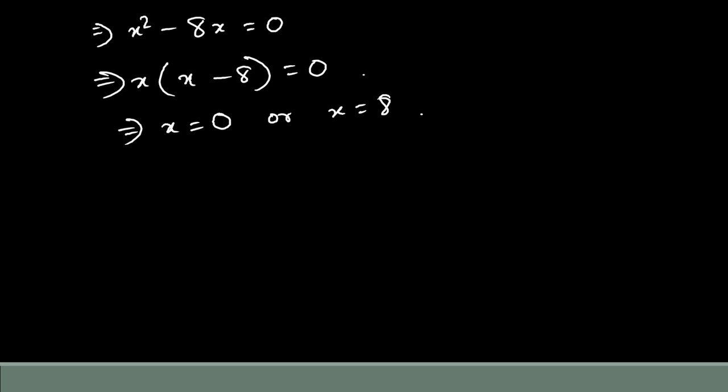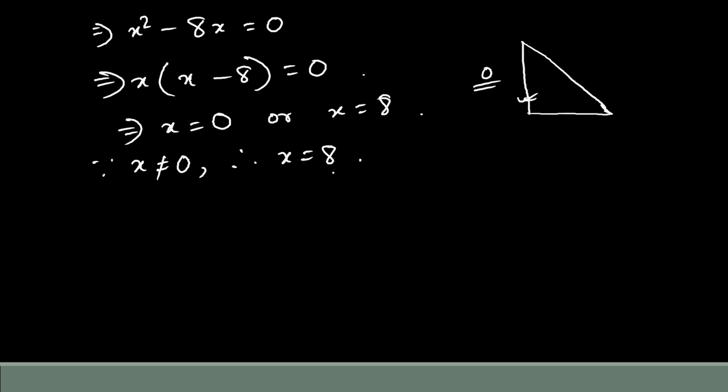Now you see, can you write the length of a side of a triangle as 0? It cannot be 0, right? So since x cannot be equal to 0, therefore x has to be 8, right? If the length is 0, then it's not a triangle basically. It's a straight line. If this is 0, then the hypotenuse falls on this base only. It's a straight line then, right? So the length cannot be 0 for it to be a triangle. Then since x is not equal to 0, therefore x is equal to 8.